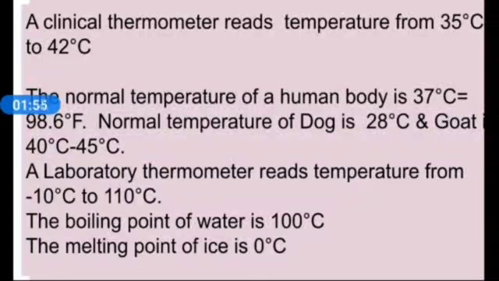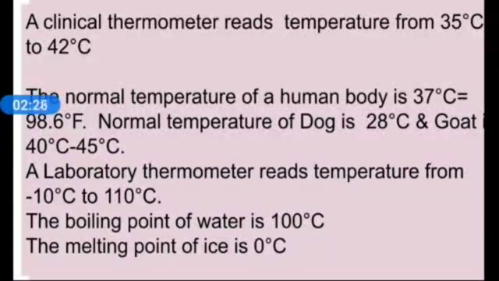The normal temperature of a human body is 37 degrees Celsius. It is equal to 98.6 degrees Fahrenheit. The normal temperature of a dog is 28 degrees Celsius and a goat is 40 degrees Celsius to 45 degrees Celsius. You know children, nowadays we are using digital thermometer and temperature gun to measure the human body temperature.